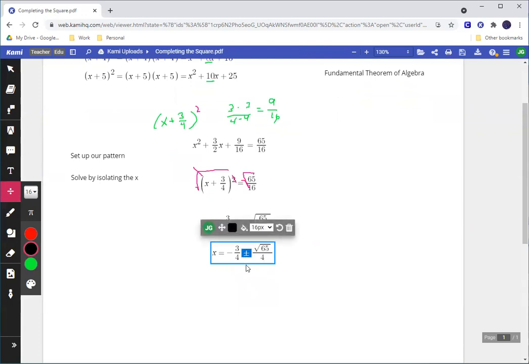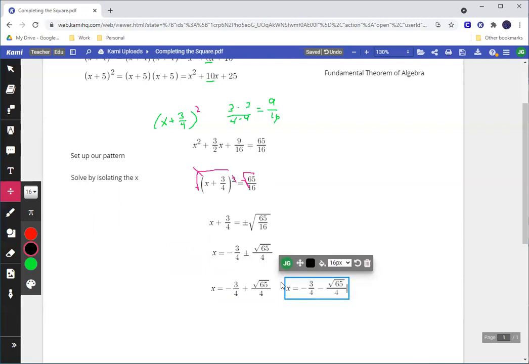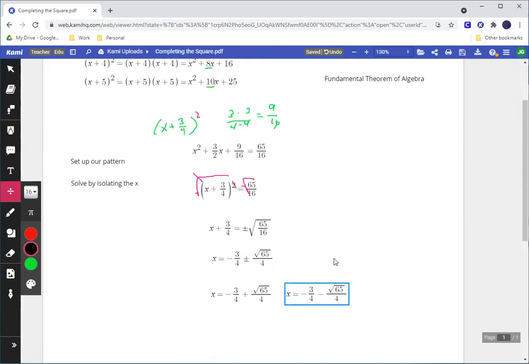And then we can separate one where it's plus and then one where it's minus. So we can put x equals -3/4 plus, and I'll just copy this. And then one where it's minus. X equals -3/4 minus. And these are the solutions to the equation that we started with.